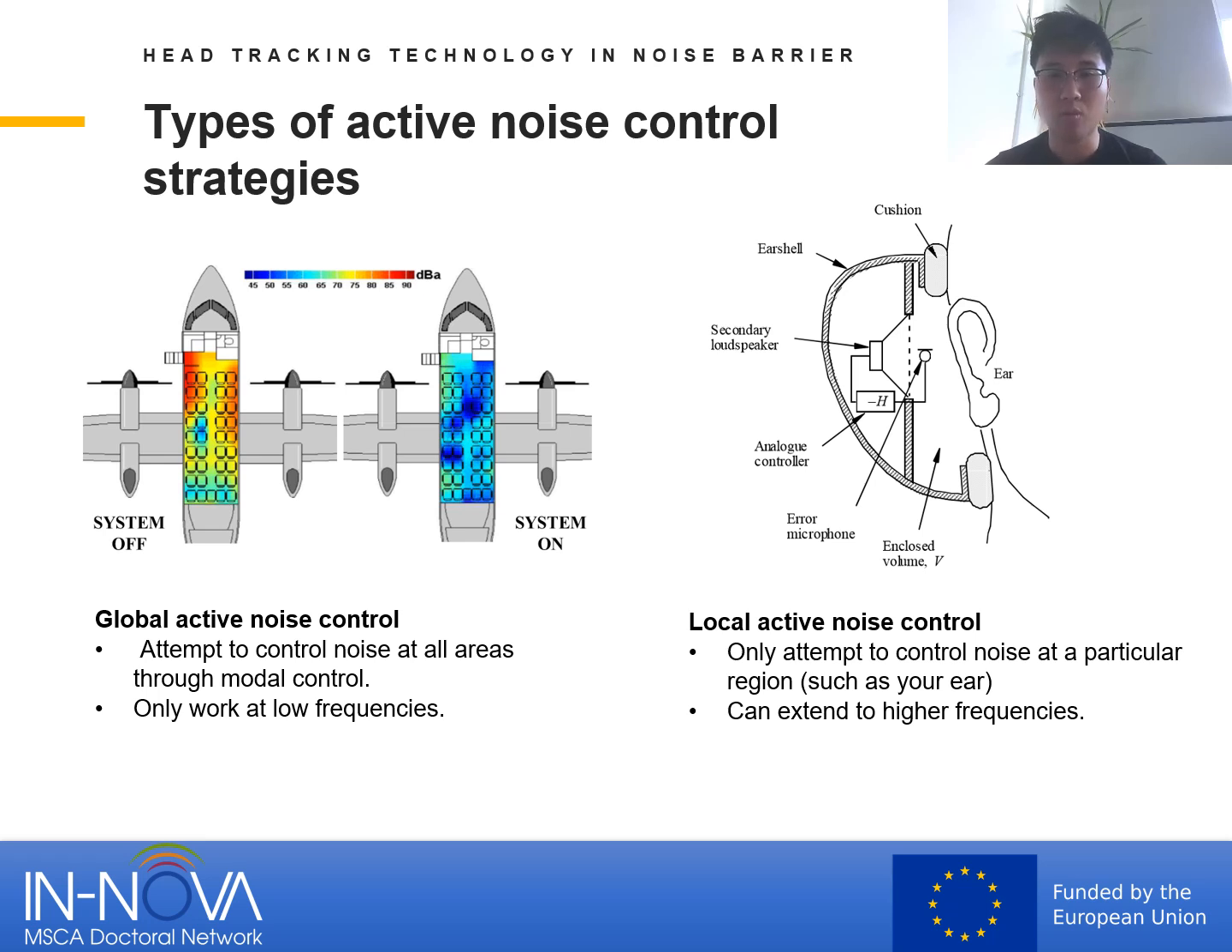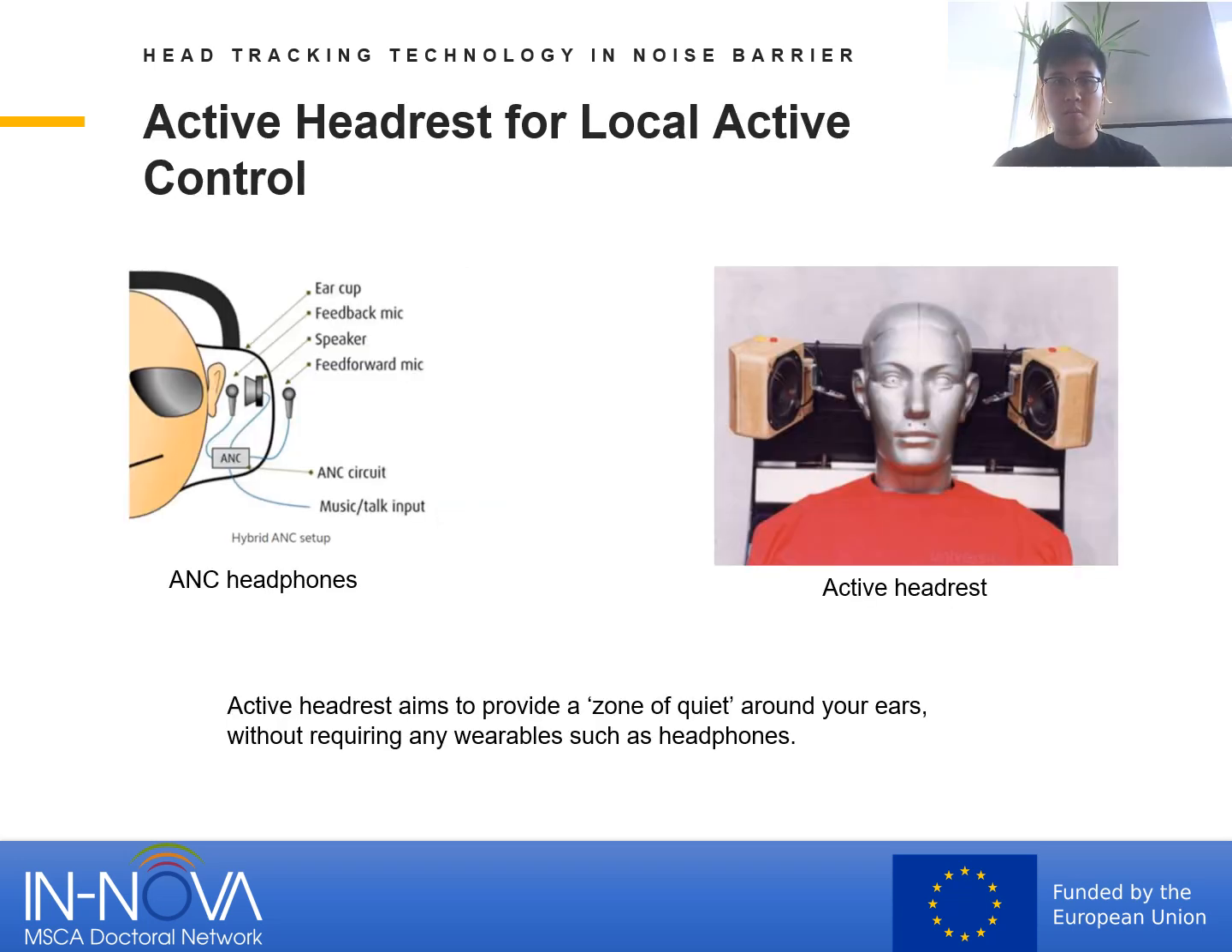The second one will be the local active noise control, which only attempts to control noise at a particular region, for example, at your ears. This kind of method, as compared to the global control method, can extend to higher frequencies. By only minimizing the noise at a single point, local control can provide a zone of quiet around your ears.